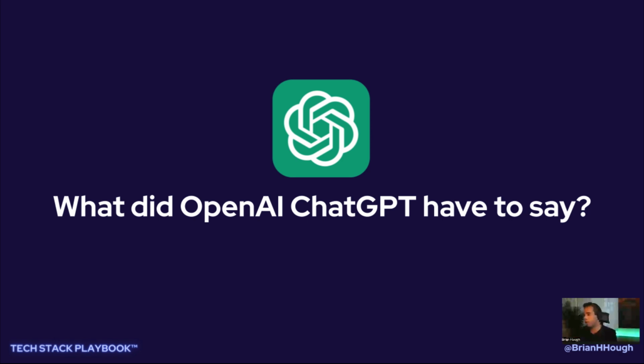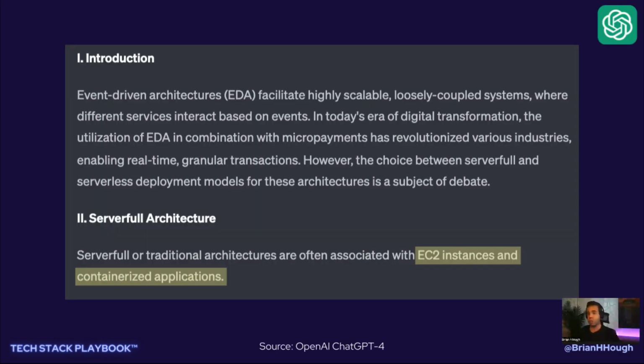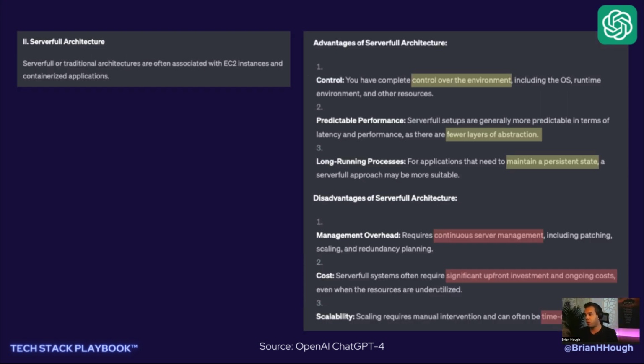So we can look really quickly at what ChatGPT had to say. I asked these three different models the same prompt, basically serverless or serverful: give me pros and cons for each, and explain which one is the better option at the end of the day. Of course it went through serverful, and talked about instances like EC2, containerized apps, and Kubernetes. It brought up advantages of serverful architectures: you can have control of the environment, there are fewer layers of abstraction, and you can maintain a persistent state, which is pretty important.